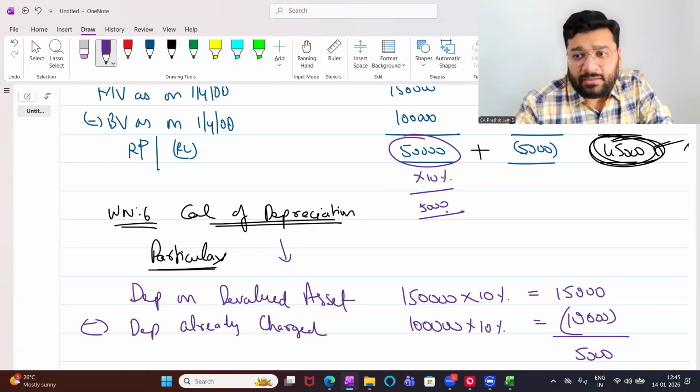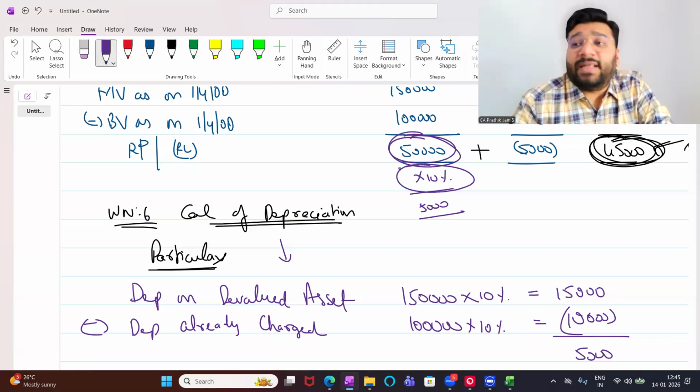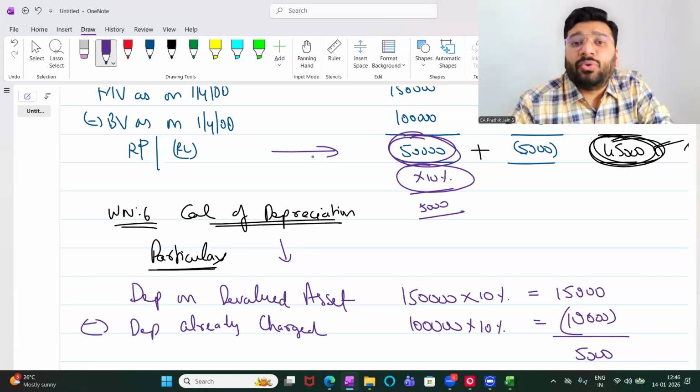You will be partially right, only in cases where the acquisition is happening at the beginning of the year. If the acquisition is happening in the middle of the year and you directly calculate the percentage for the proportionate period on the difference, you will not get the answer. I'll prove that today when we do the next example, 16, where the acquisition is in the middle of the year. If you calculate depreciation on the revaluation profit and loss difference, you will not get the answer right.